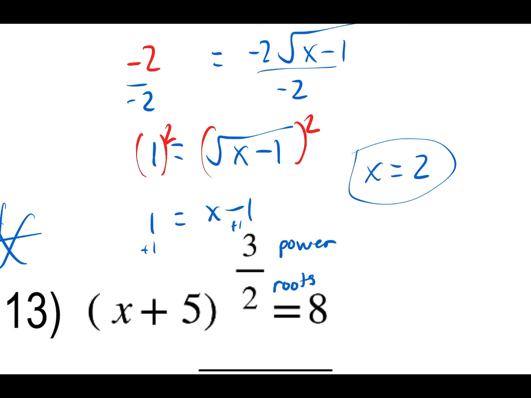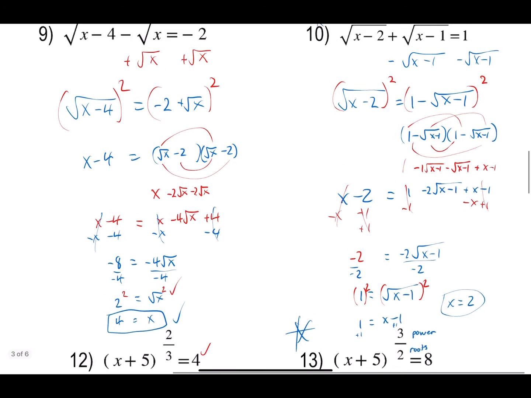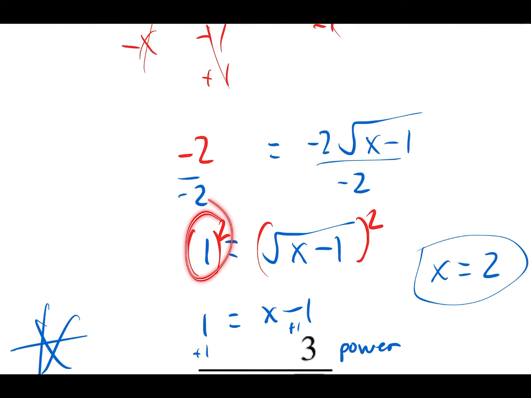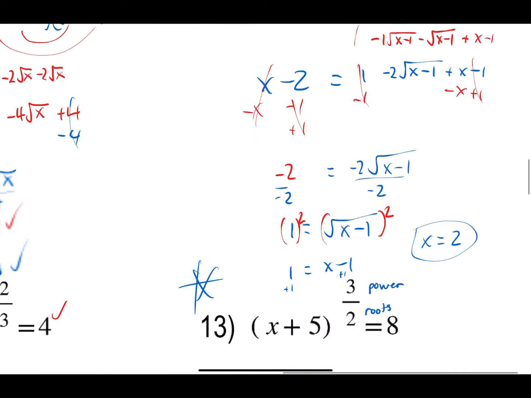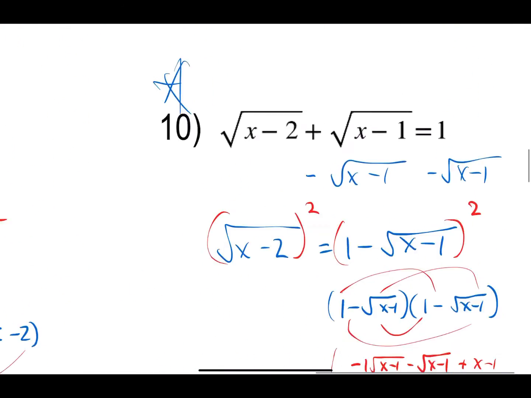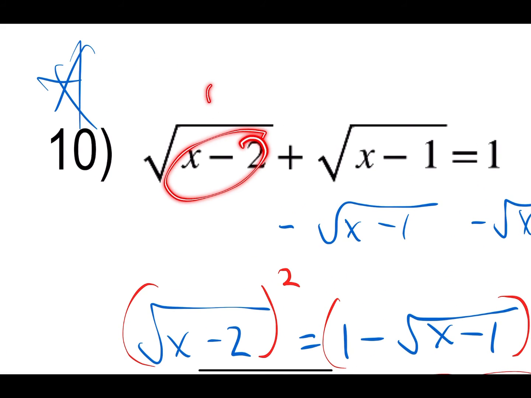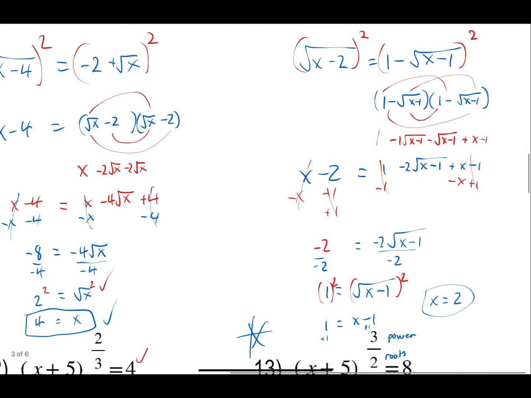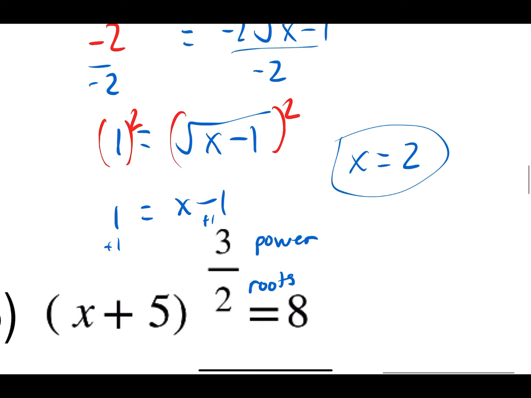And we should check it. Our square root all by itself equaled positive 1. That was a check. I should have mentioned that. But plugging in x equals 2, 2 minus 2 is 0, that's good. 2 minus 1 is a positive number, that's good. A-okay.